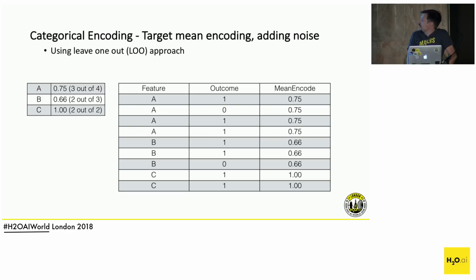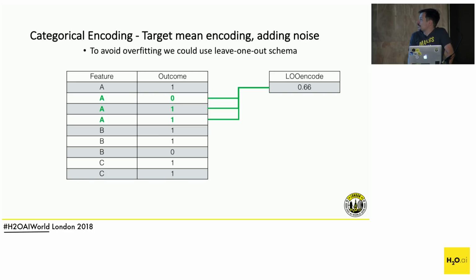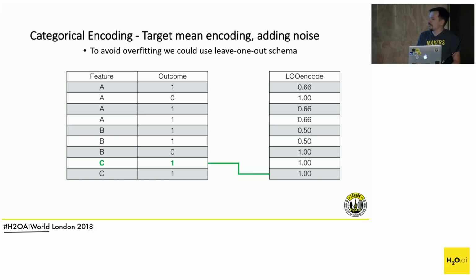You can also use the leave-one-out approach. What you do is, for each row in your data set, you calculate the mean for this particular row using the rest of the data points. For example, for row number one, you use the remaining three rows available. You go through the data set like this. But again, for level C, it's not enough because we only have positive examples left.